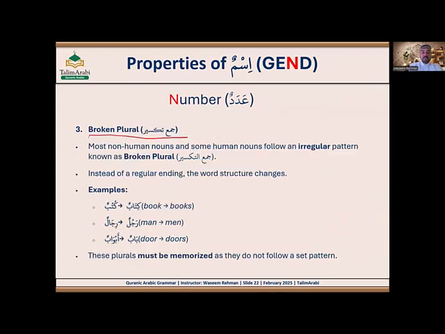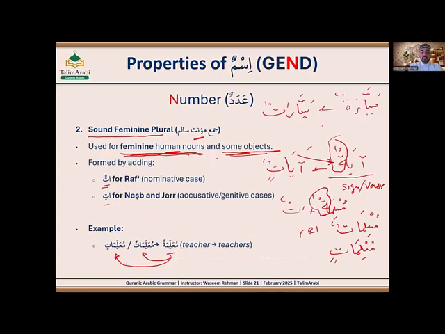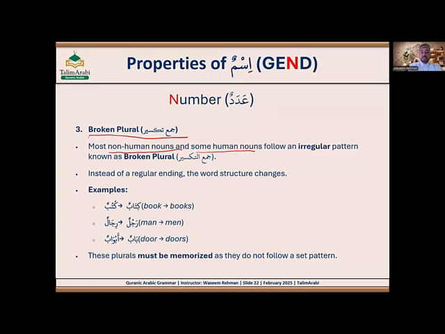But the broken plural is mostly used for non-human nouns, and there are some human nouns as well. So it's the reverse of the feminine. The feminine is mostly for feminine humans and some objects, but the broken plural, or jam' taksir, is mainly for non-human nouns, and there may be some human nouns as well.